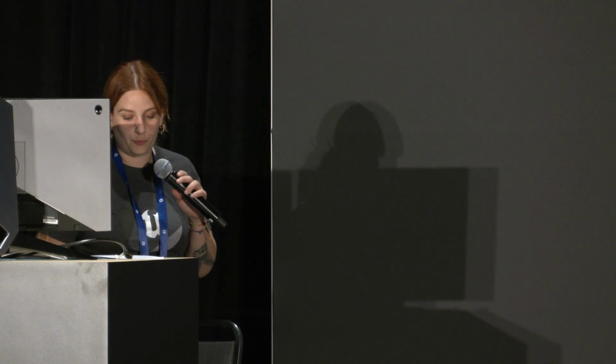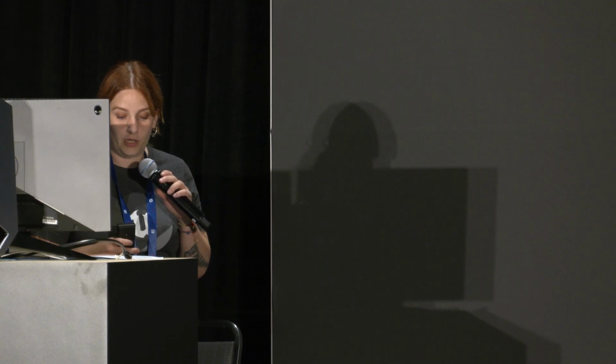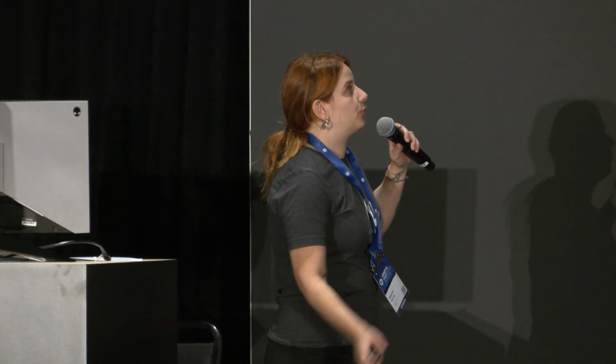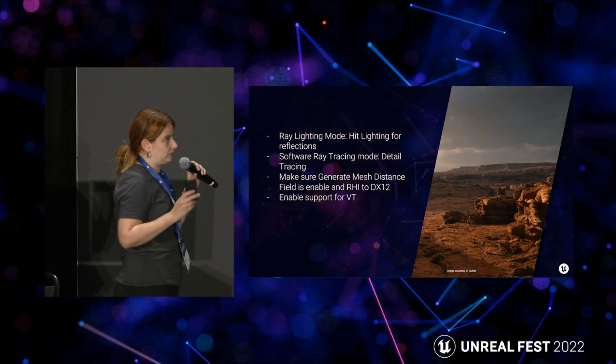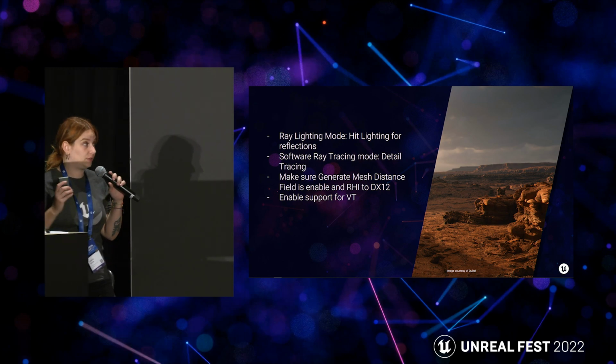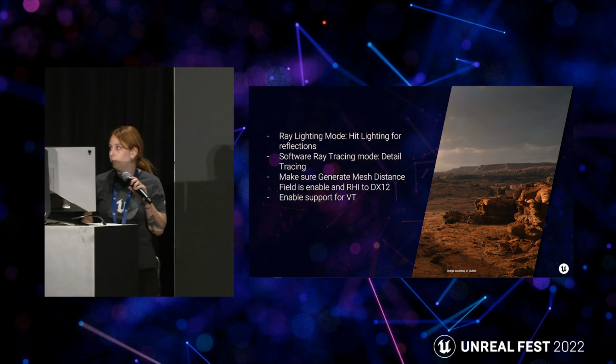Obviously, we've got reflections as well. So Lumen reflections quality, scale, reflections quality, you get them over there as well. So larger scales will reduce noise, but will increase GPU cost. And then ray lighting mode will help with reflections as well. So you've got that written over there. So once more, ray lighting mode, hit lighting for reflections. These are the ones that you should be enabling in your project settings. And don't forget about the mesh distance fields. I keep saying the mesh distance fields, but they're really important with Lumen.